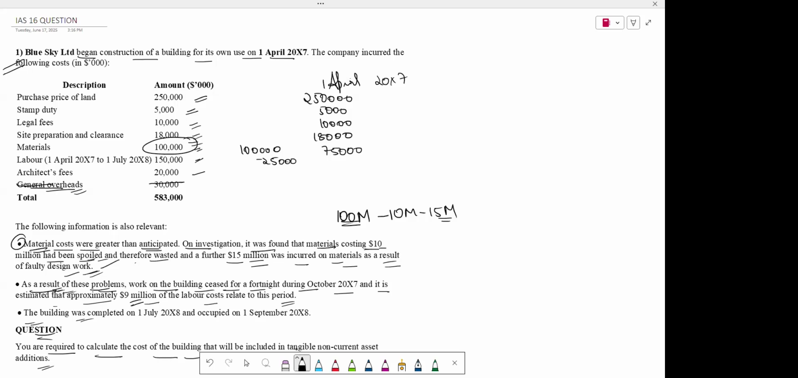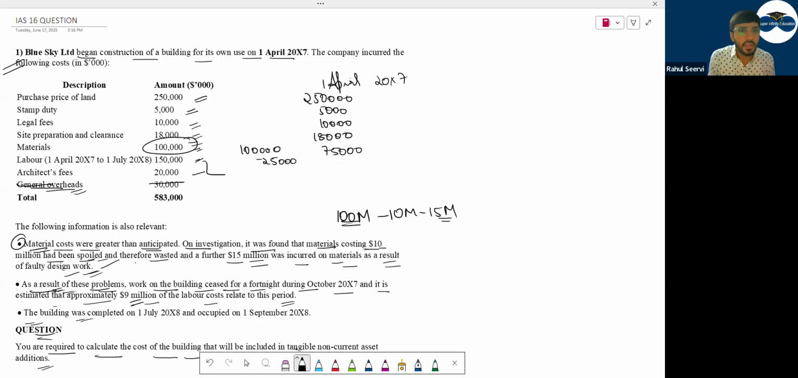No. So can I say how much is it? 150 minus how much? 9,000. So how much will be this then? 144. Is this clear for everyone?